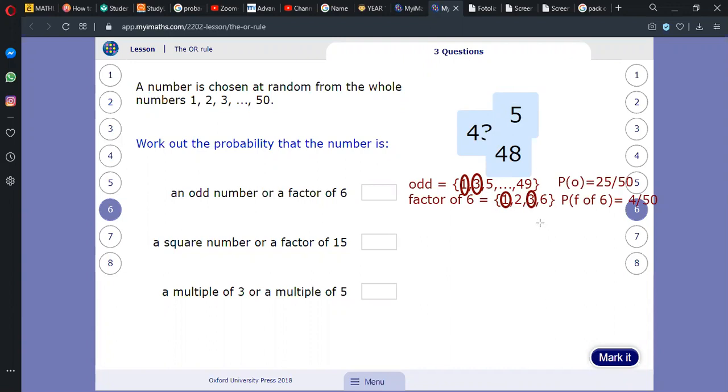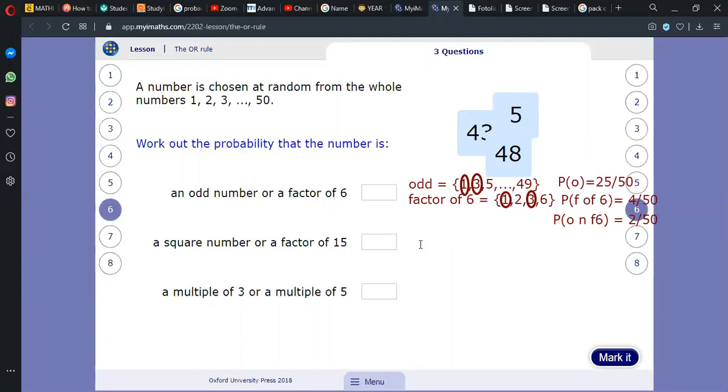That simply means I must also talk about the probability of the common outcomes. So the probability of, as explained before, odd intersection factor of 6, which I still call F6. The intersection there, which is the common outcome, has a probability equal to how many? We have 2 of it, so 2 over 50. So working this out, guys, the probability is this plus this minus this. 25 plus 4 is 29, and 29 minus 2 is 27. So we expect the answer here to be 27 over 50.